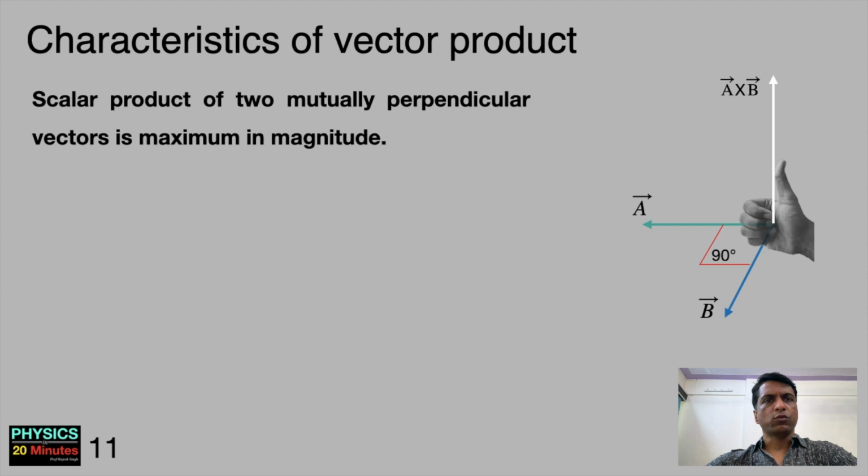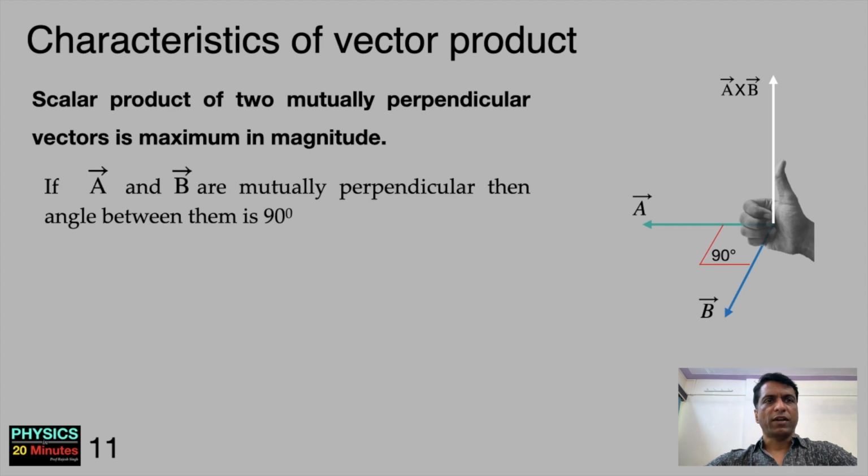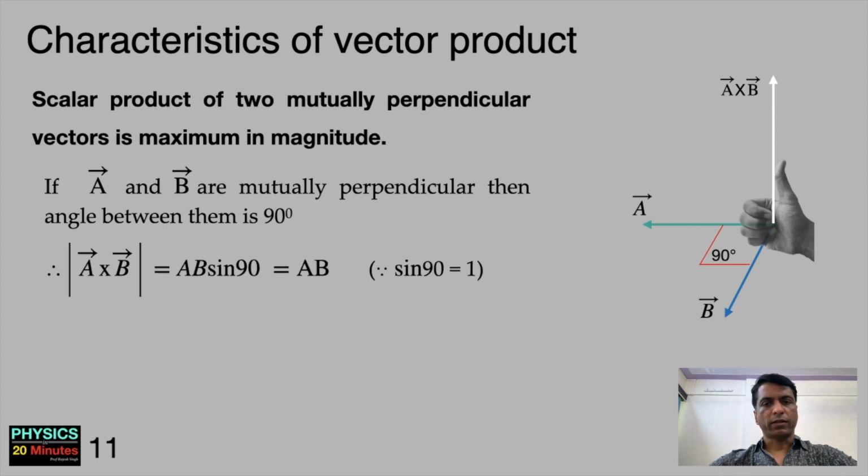Cross product between two mutually perpendicular vectors is maximum in magnitude. So if A and B are mutually perpendicular, then the angle between them is 90 degrees. Sine 90 is 1. Therefore, the magnitude of A cross B will be equal to AB sine 90. Since sine 90 is 1, it is going to be A into B, which is maximum.